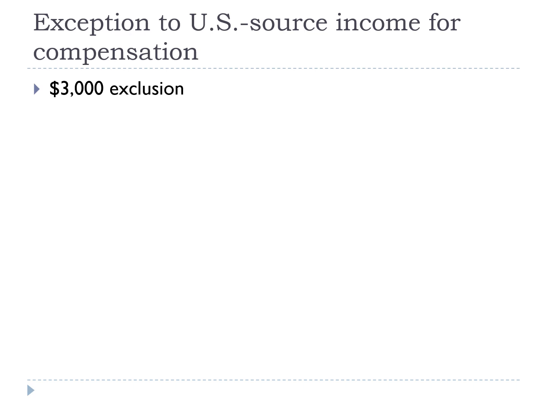Let us cover the minor exception first. If the requirements of the code are met, then a foreign person can exclude up to $3,000 of compensation from U.S. source income that is subject to a tax in the United States. Because the amount that can be excluded is so small, we will not cover this exclusion further.